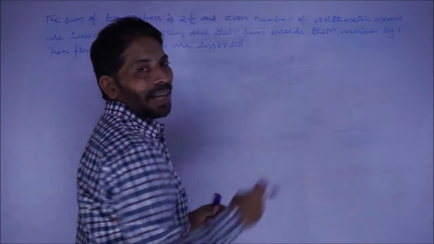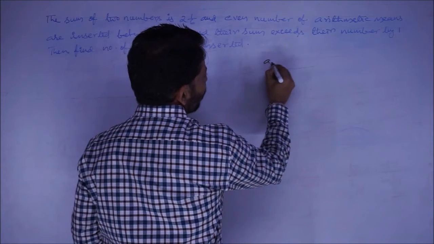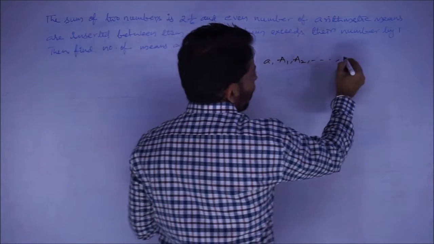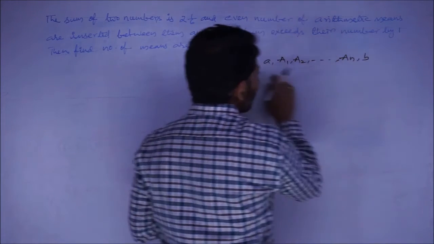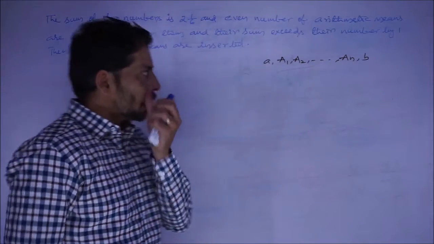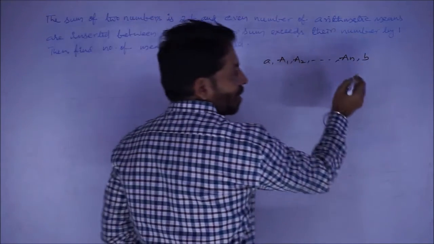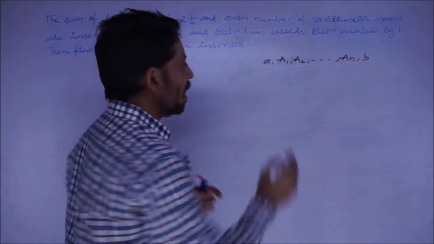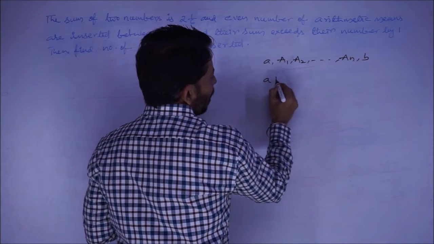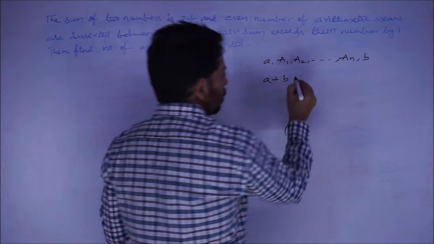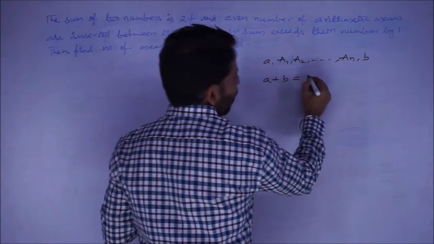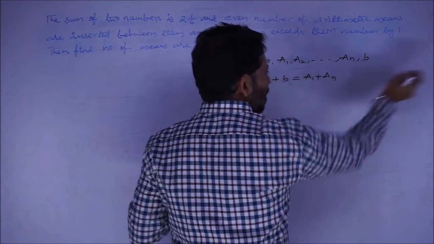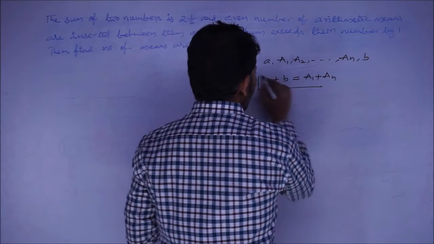Suppose n AMs are inserted between A and B: A, A1, A2 and so on, An, and B. So here n arithmetic means are inserted between A and B. To find the sum of these, we know that the sum of terms which are equidistant from the beginning and the end is equal. That means the first term from the beginning and the last term, A plus B, equals the second term from the beginning, A1, plus the second term from the end, An, and this continues. First remember only this one.